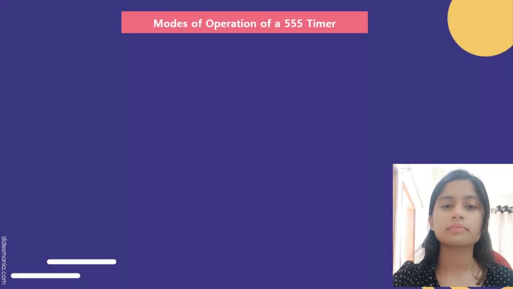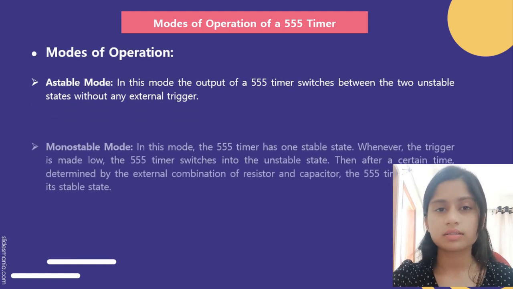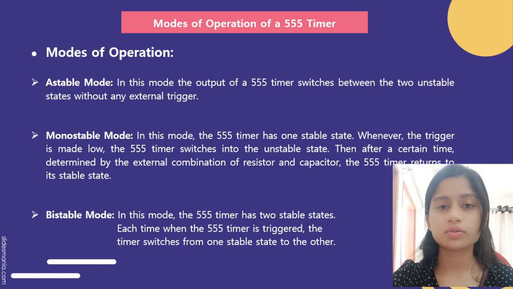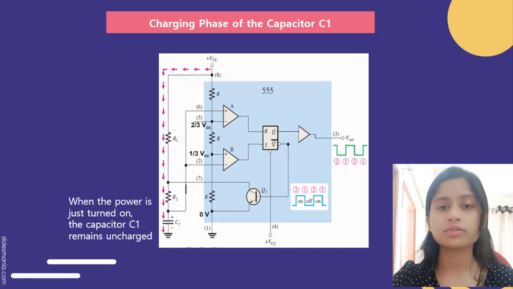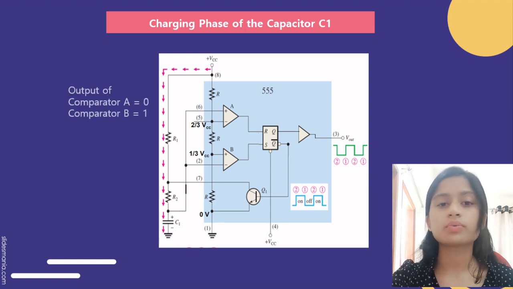Assalamu alaikum, I'm Farzana Binte Kafil. Now I'm presenting the 555 timer basic charging phase in astable mode. In this timer we can see 2 comparators, one SR latch, a buffer and a BJT transistor. Initially, when the power just turns on, the capacitor remains uncharged and thus the trigger and threshold also remain at 0 volt. The comparator B will give us an output of 1 and Q1 is off.